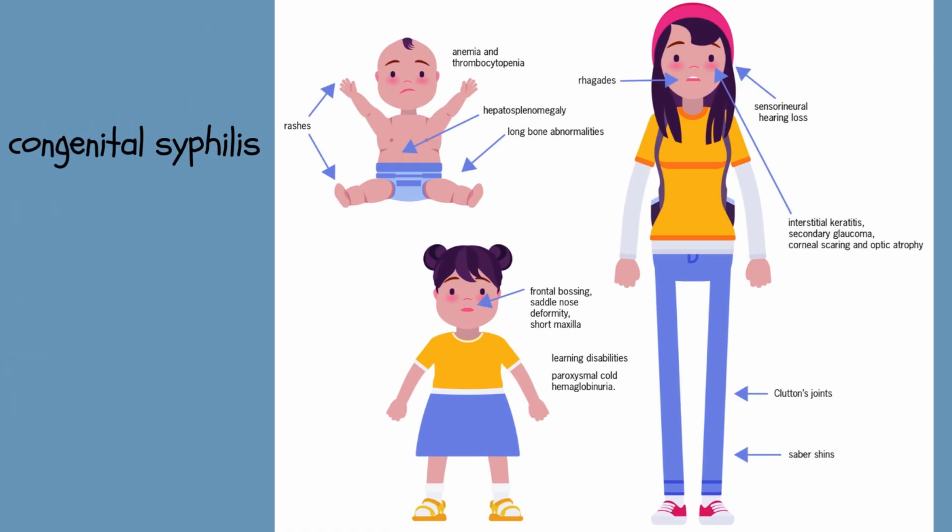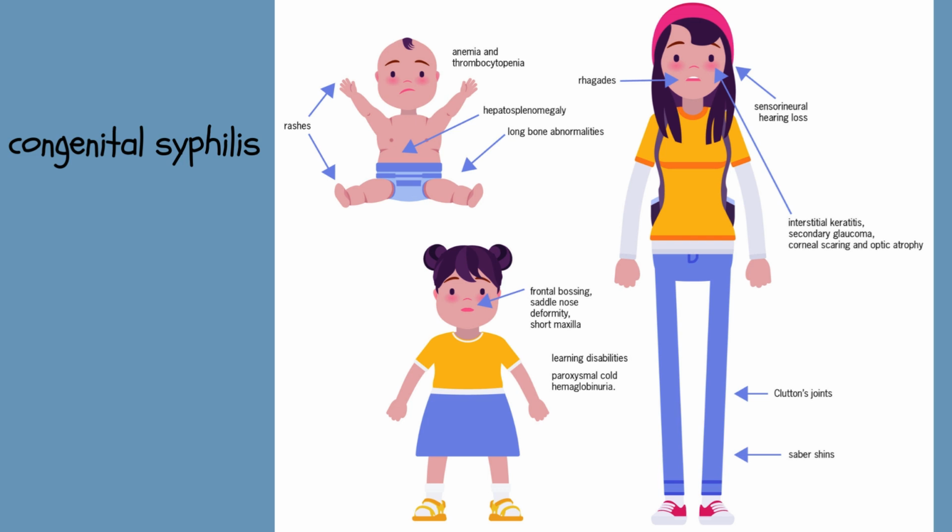So that was syphilis. Now we have congenital syphilis, which is with the vertical transmission from mother to child. They can be characterized by frontal bossing, saddle nose deformity. The child can have learning disabilities and paroxysmal hemoglobinuria, or others like rashes. They can have anemia and thrombocytopenia, long-bone abnormalities, hepatosplenomegaly. They can have sensorineural hearing loss, interstitial keratitis, secondary glaucoma, corneal scarring and optic atrophy.